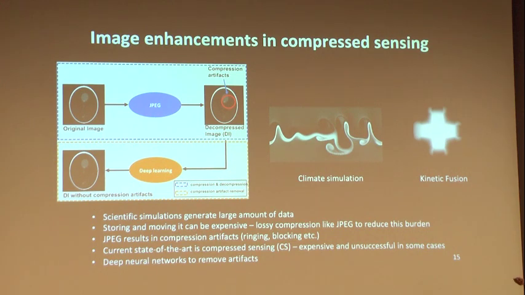No, because the process of removing the compression artifacts is generalizable, right? And that's the property that we exploit, and then we also take this model and apply it to kinetic fusion to solve the same problem. So we don't need to retrain this model for a different set of simulations if it is using compressed sensing.